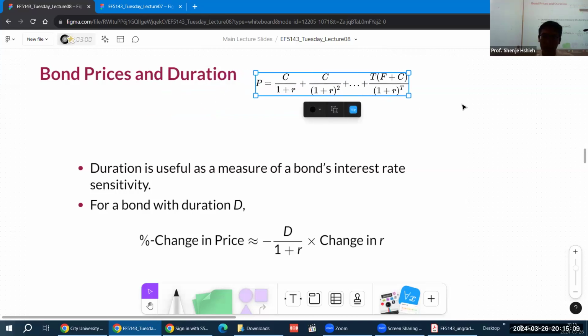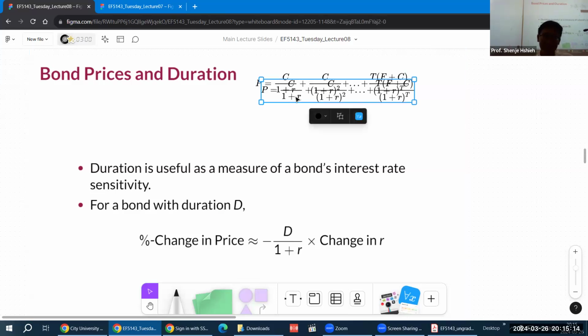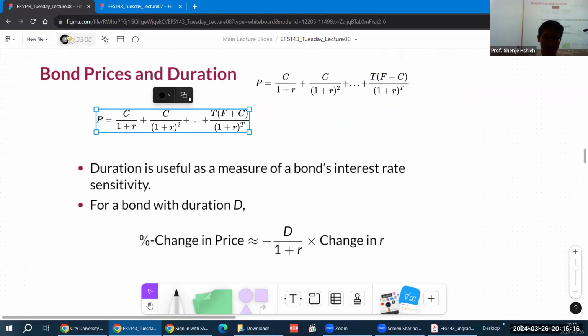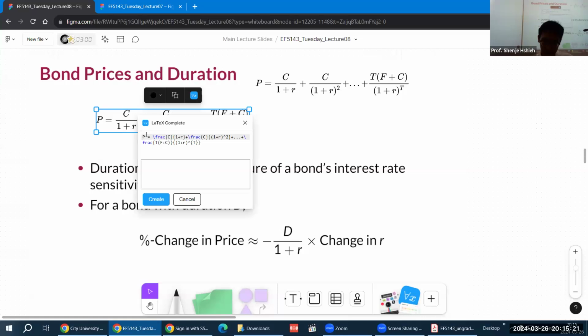That's our starting point. And now let's take the derivative with respect to r, right? Calculus. Calculus is everywhere. So how do I do that? Well, it's simple because everything's linear. So if we take the derivative of the price, dP with respect to dr, and then divide both sides by 1 minus P, then we will get the following expressions.